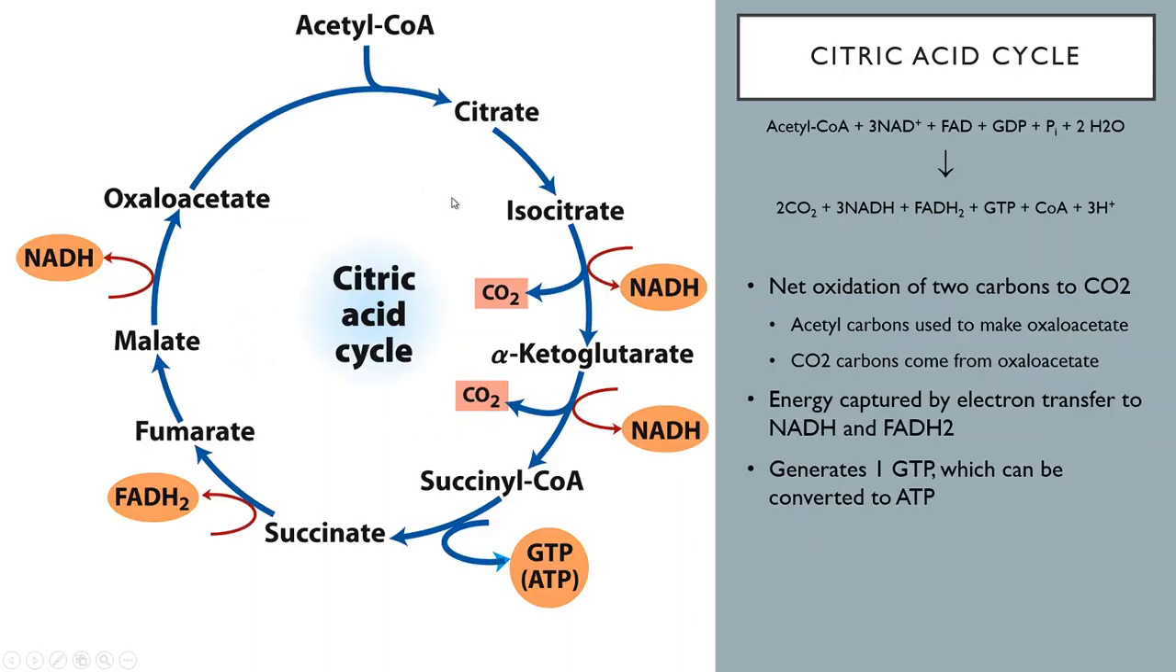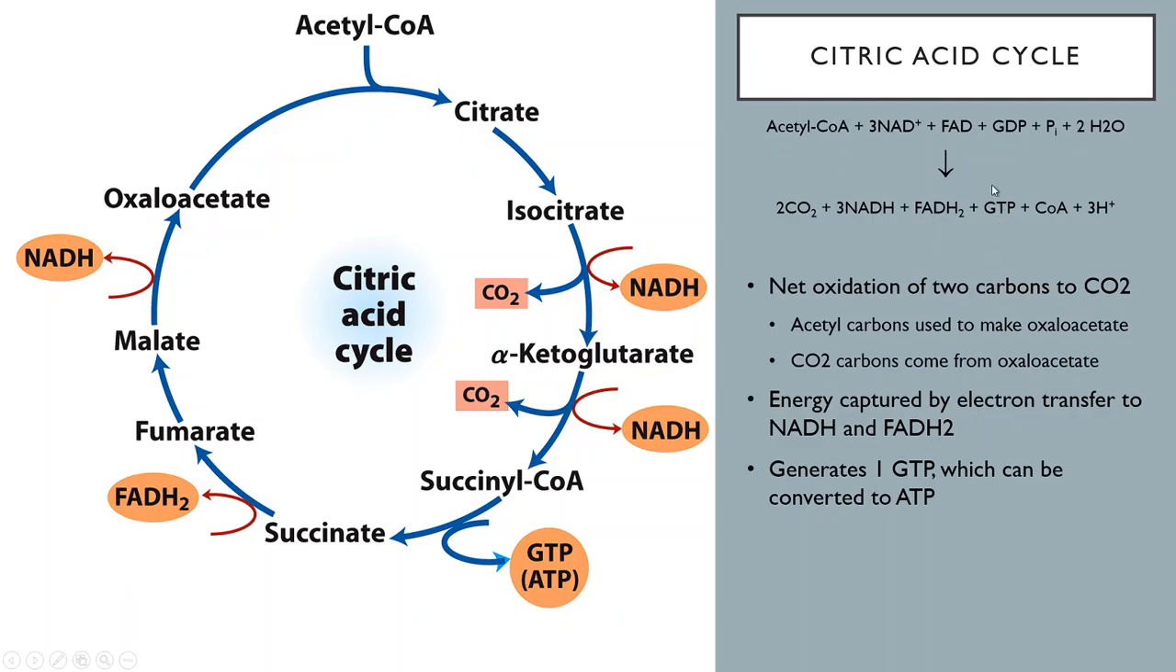This kind of just summarizes everything without all the enzyme names in it, and gives you, again, a balance sheet for what we started with and what we ended up with. So again, we start off with a molecule of acetyl-CoA. 3 NAD plus molecules get used up, and 1 FAD, 1 GDP, 1 inorganic phosphate, and 2 water molecules go in, and we lose 2 carbons as CO2. We produce 3 NADH and 1 FADH2 molecule as electron carriers.